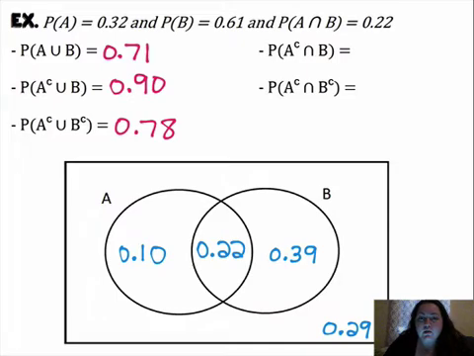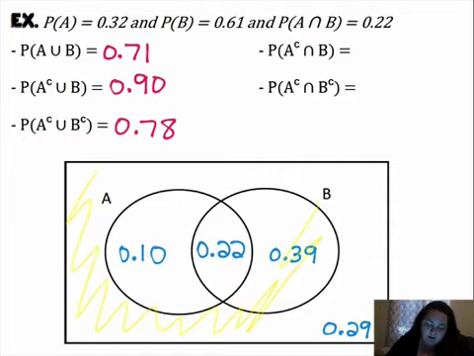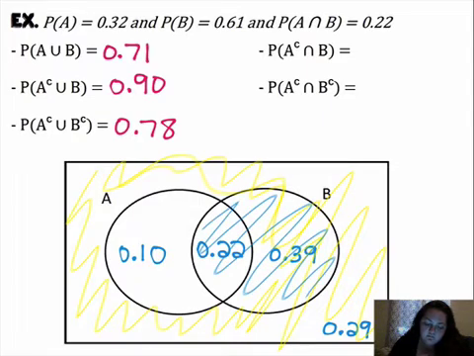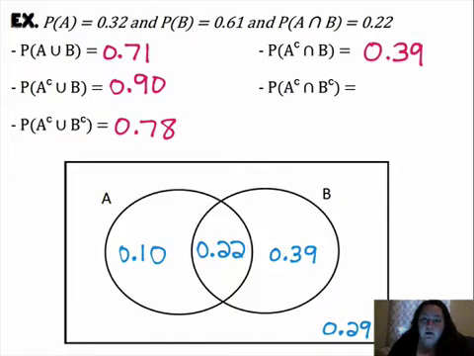The next ones are intersections. So the probability of the complement of A and B. Anything that's not A is A's complement. And I'm going to change my highlighter color here, and anything that's in B. So there's B. Anywhere where those two colors overlap, a little bit of yellow and a little bit of blue, that's where my answer would come in. So 0.39.